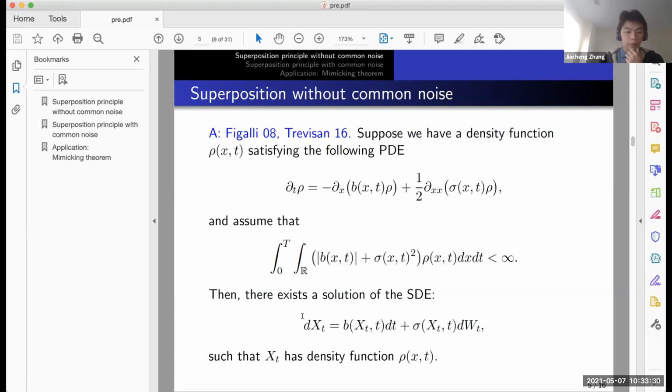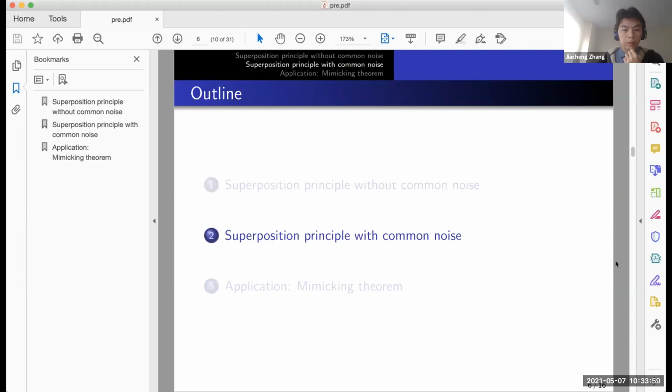In the sense that if we have existence and uniqueness for this SDE, this will induce some existence and uniqueness for the PDE, and vice versa. Basically, if we have some existence and uniqueness for this PDE part, then we should have some well-posed existence for this SDE. And also there are some applications here, which we will discuss later, basically we can use the superposition principle to prove some mimicking theorem. And we will discuss that at the last part of the talk. So these were some previous results, basically for a very standard SDE.